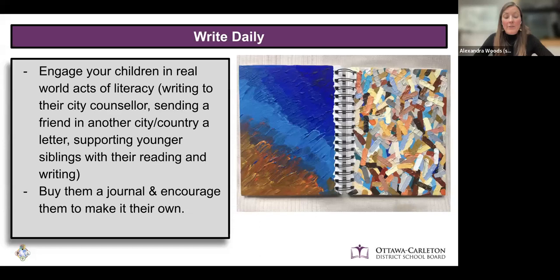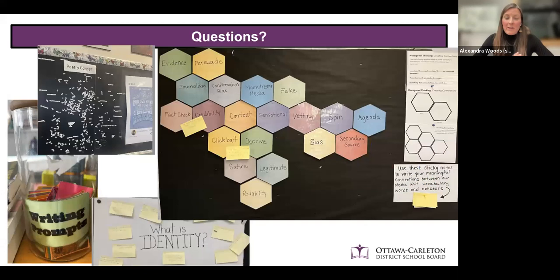Some examples of possible acts of real world literacy include writing to a city councillor, an MP or an MPP, or sending letters to a friend who lives in another city, or to somebody you know somewhere else, getting your kids to begin writing. Start young with reading and writing, or maybe buy them a journal and encourage them to really make it their own, to document their thoughts through words and images. These are some other images from student work.